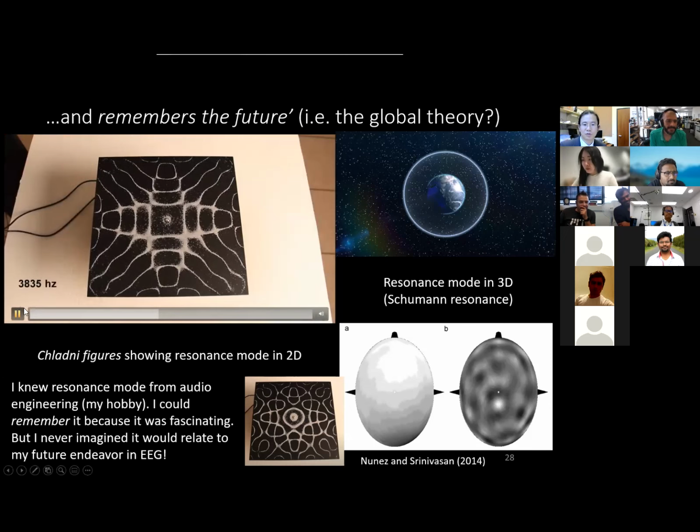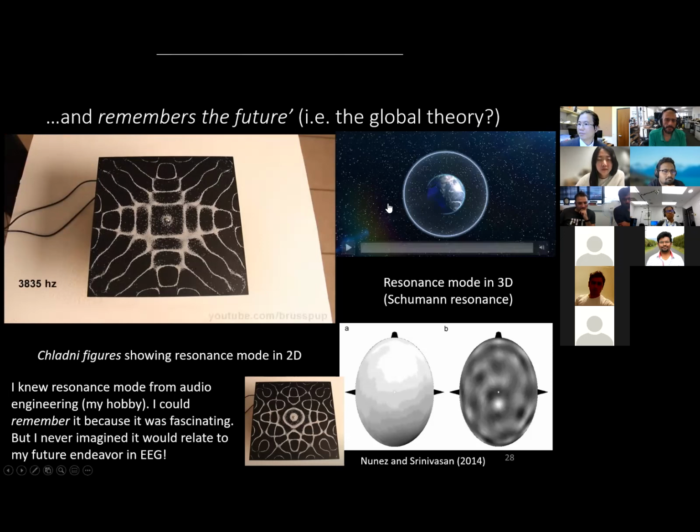So you might wonder what does this relate to EEG? And Paul Nunez is saying that actually the same thing is happening in the brain. And you might have heard of this resonance in Earth. This is called a Schumann resonance.